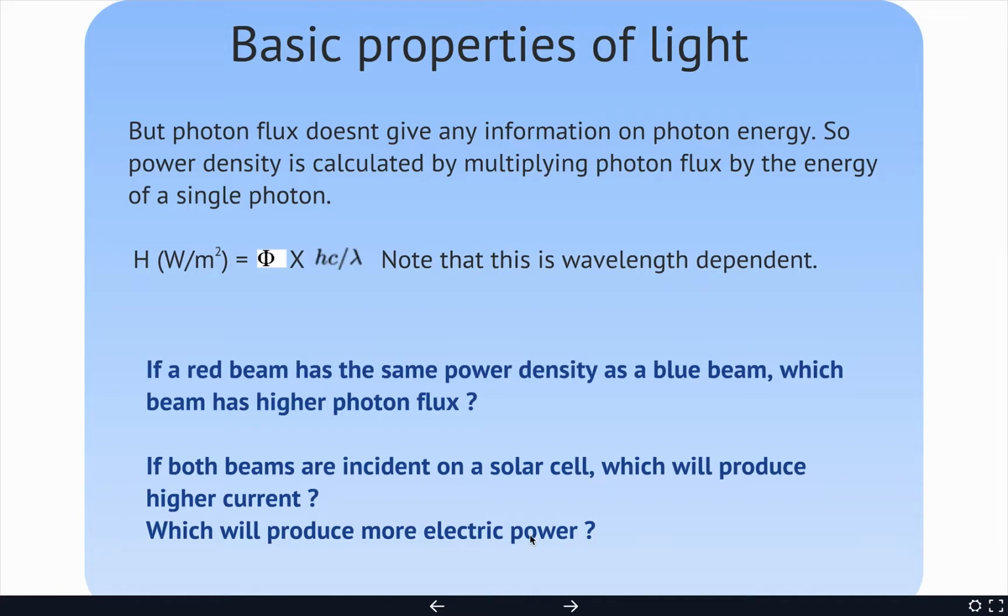That means the voltage, yes, exactly. The voltage produced by the blue beam is higher than the red beam. Voltage multiplied by current is power. Okay, so these things are very, very important. The color of the light going into a solar cell dictates the voltage. The flux going into the solar cell dictates current.